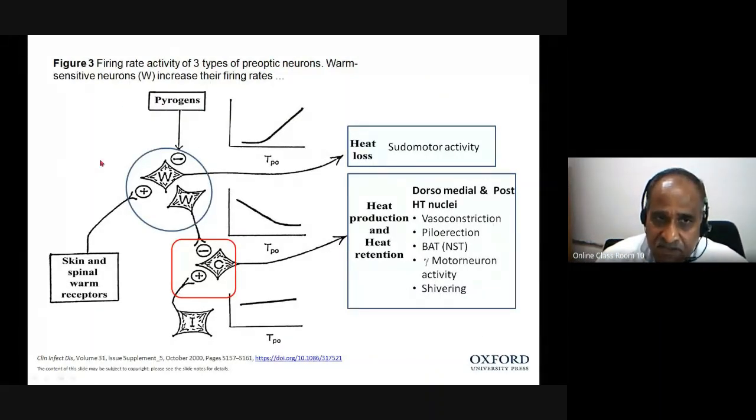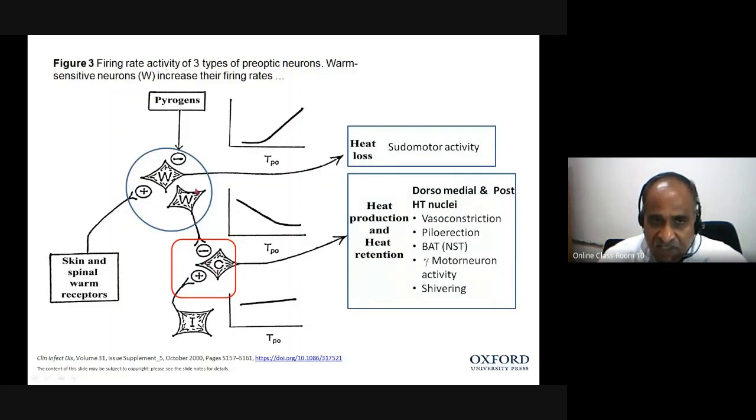This is the part where I am talking about the medial preoptic neurons in the hypothalamus. These medial preoptic neurons have warm receptors and cold receptors, and these warm receptors and cold receptors have reciprocal connections. So the warm receptor would inhibit the cold. When it is activated, it inhibits. When it is inhibited, the inhibition is absent.